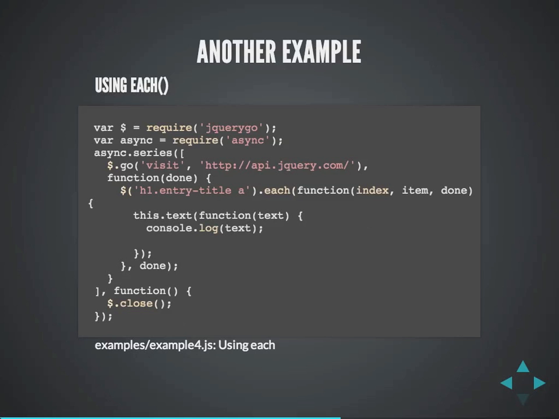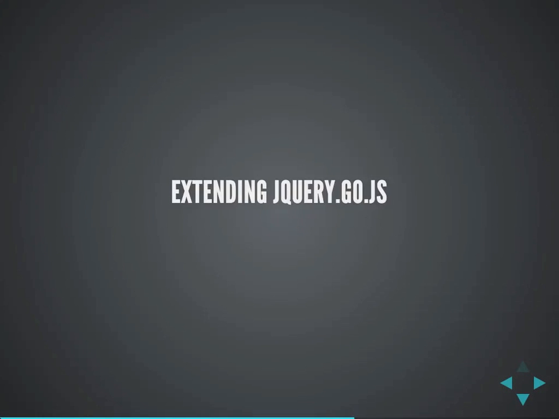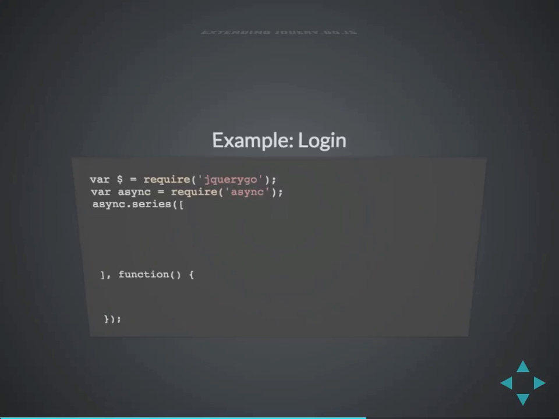So here I'm actually calling this, which is actually referencing that item that you're selecting. I want to get the text of that item and console log that. That will console log everything within the search. Pretty cool. Let me just talk real quickly over extending jQuery Go.